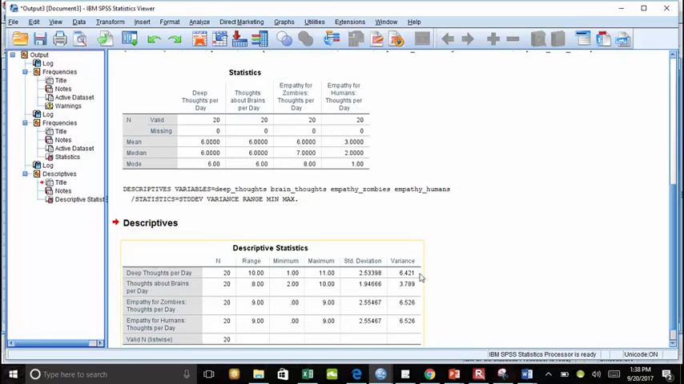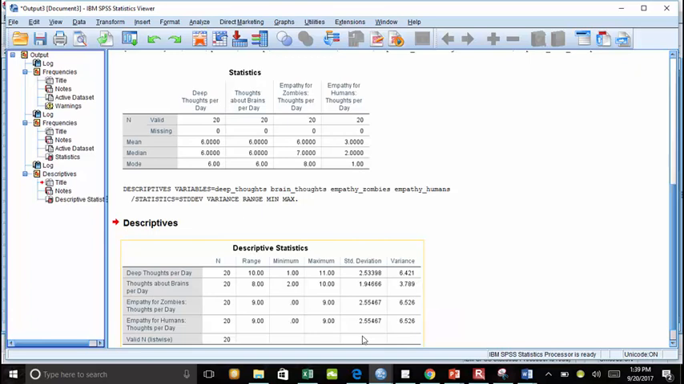And you can see which variable had the least amount of variability. Well, that would be thoughts about brains per day, right? It only ranged from 2 to 10, giving us a range of 8. And you can see the standard deviation here is the smallest, suggesting this is the smallest amount of variability in this particular variable compared to the other 4.